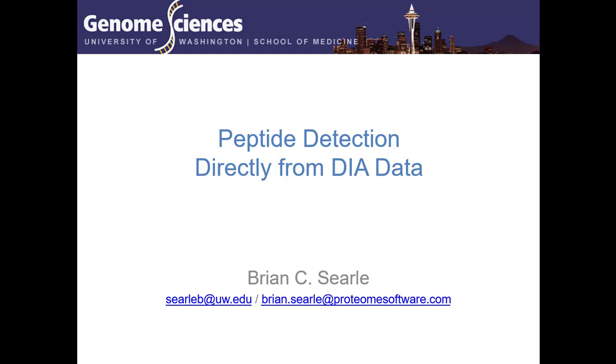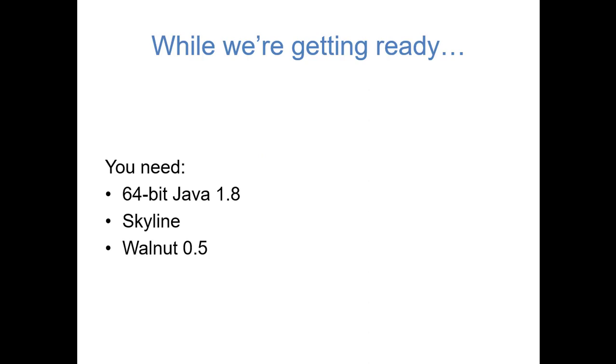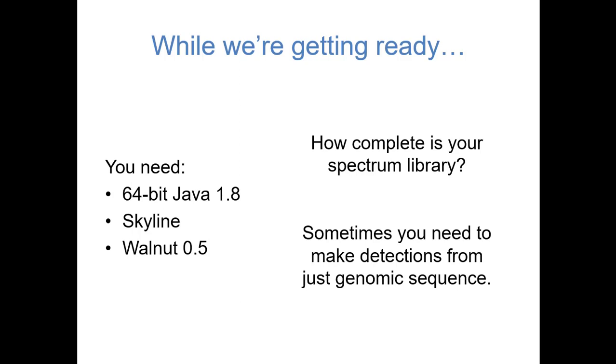So I'm going to talk again pretty briefly this time, and then we'll launch into an actual demonstration of what's going on. But just to remind everyone, we're going to need some Java, and we've already got Skyline, and you'll need to make sure you've got that Walnut executable and that it launches correctly. Okay. Cool. So while we're doing that, and if you need to install anything, we can talk for a bit.